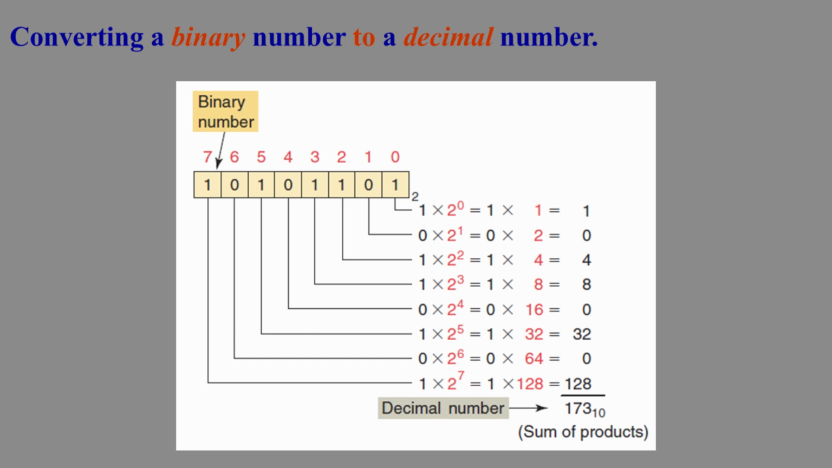This time the weighted values of the positions are 1, 2, 4, 8, 16, 32, 64, and so on. The weighted value, instead of being 10 raised to the power of the position, is 2 raised to the power of the position. This figure illustrates how the binary number 10101101 is converted to its decimal equivalent, 173.